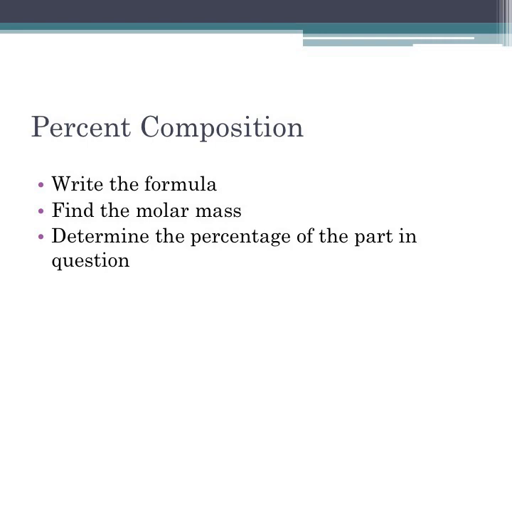So when we have percent composition, we have essentially 3 very, I'd say, predictable steps. We have to write the formula of the substance, we have to find that substance's molar mass, and then we have to determine the percentage of the part in question. Not always are we asking for the percentage composition of the entire compound. If you're asked for percent composition, you are asked for the percentage of every element that makes up the compound. If you're asked for just a part of the compound, you don't have to worry about the percentages of the other parts of the compound.